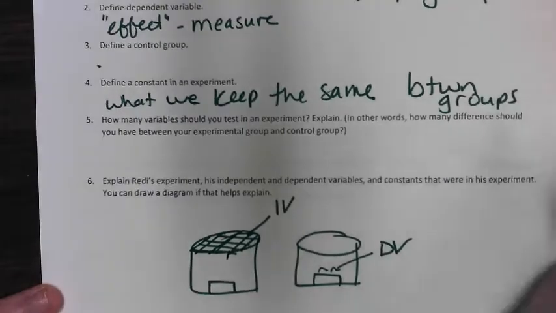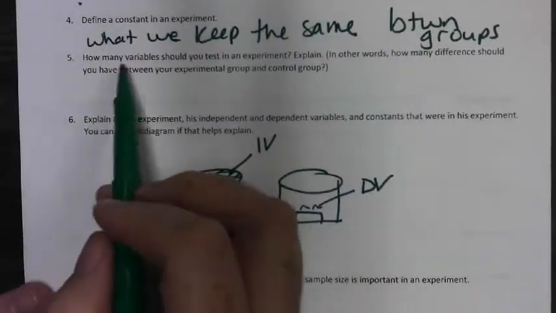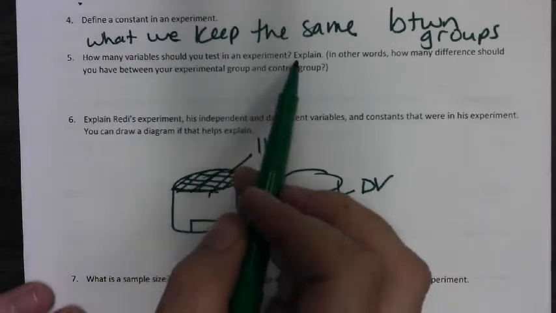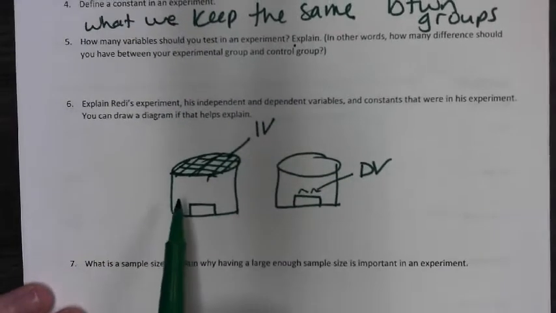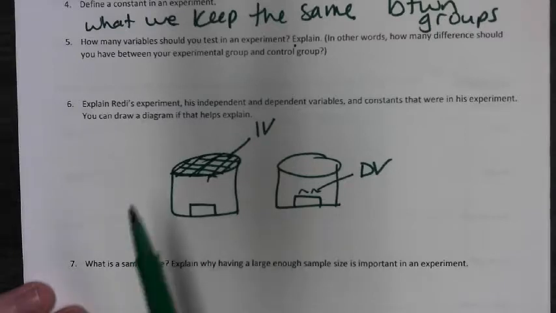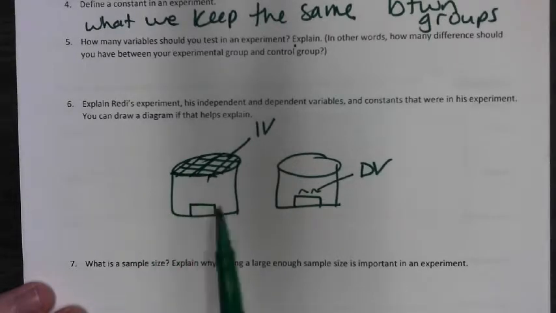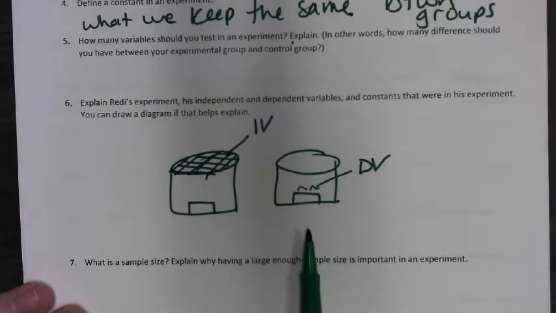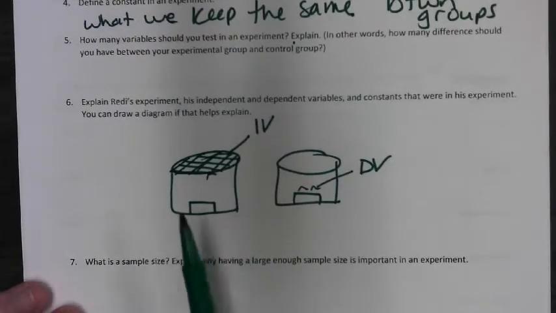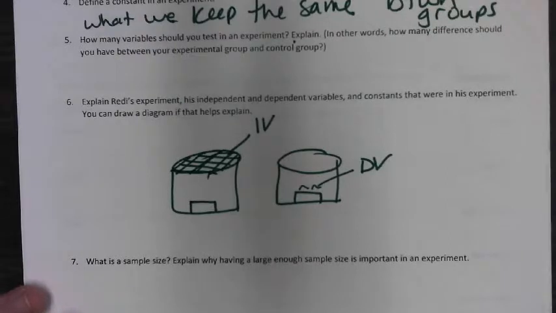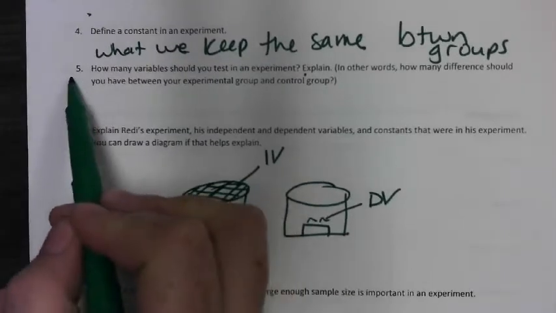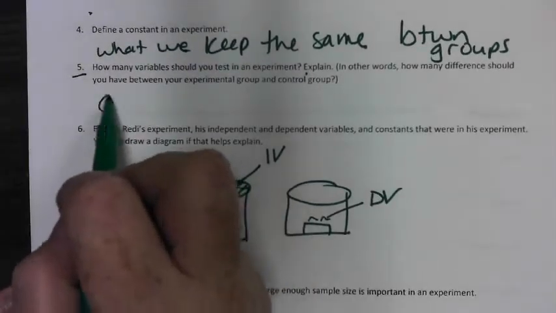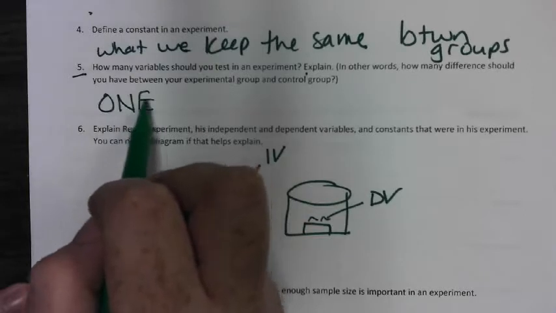Okay. Next, number 5, how many variables should you test in an experiment? So let's look at Reddy's again. What if we put a covering on it and this in the freezer and this opening and we leave this out at room temperature? Then we'd be testing 2 different variables, and that is not a very good controlled experiment, and our results aren't really going to tell us anything. So the answer for number 5 is going to be 1. We are only testing one thing at a time.